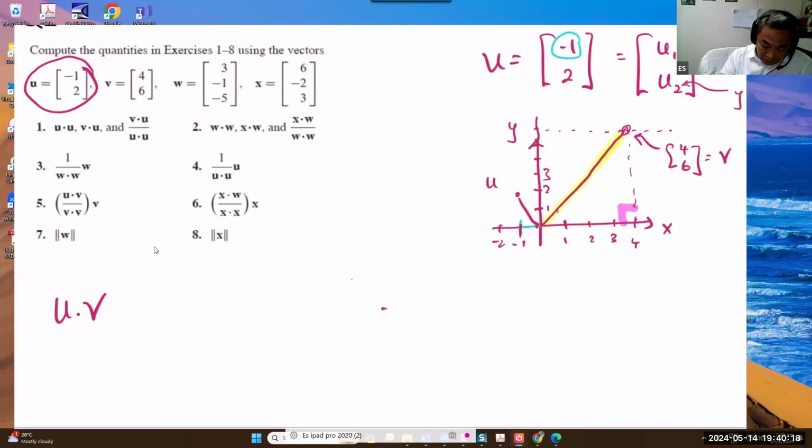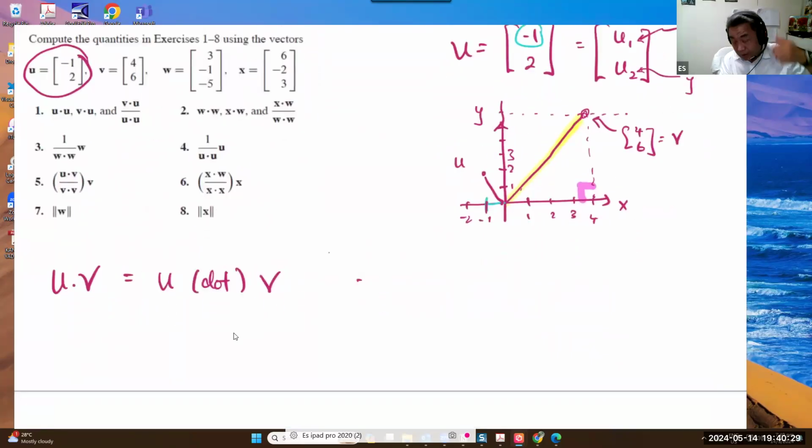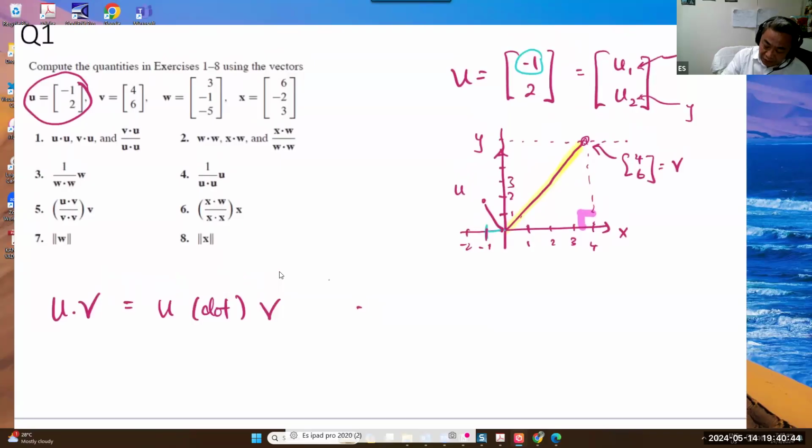So if you have ever seen this, if you want to read this, it is u dot v. And then if you want to calculate this, there are actually multiple ways. So I'm going to tell you the ways now. First, of course, I must tell you what is the dimension of u.